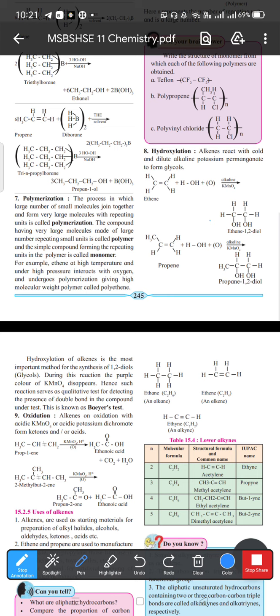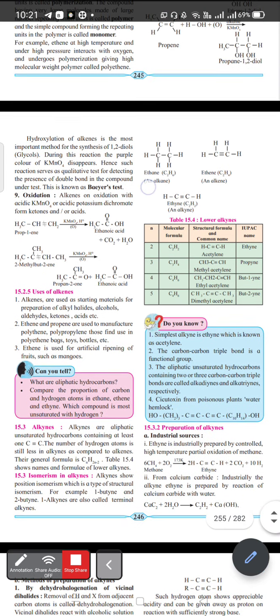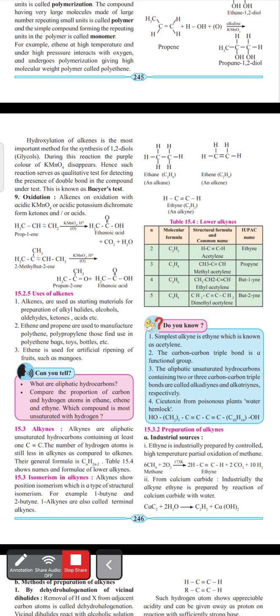Later on, the oxidation reaction we'll see. The previous reaction is also called the Baeyer test. Now the oxidation reaction. When propene reacts with KMnO4 in H+ medium, it gives ethanoic acid plus carbon dioxide plus water. Then 2-methylbutene in the presence of KMnO4 gives propan-2-one along with ethanoic acid.